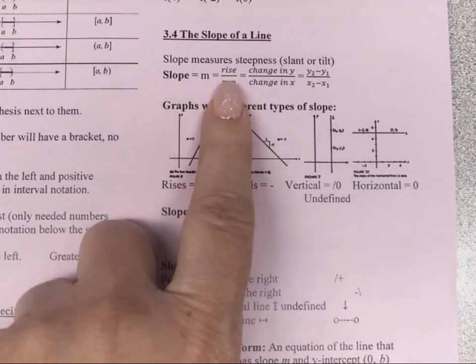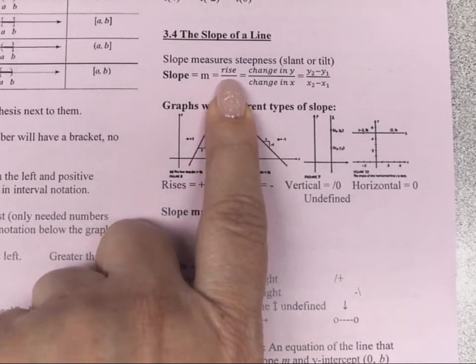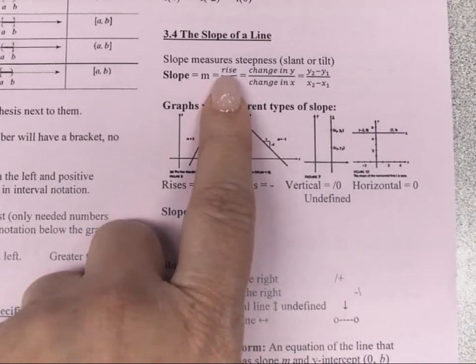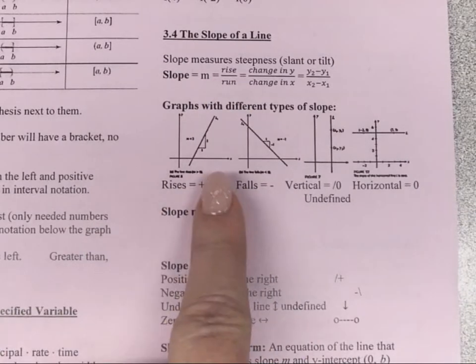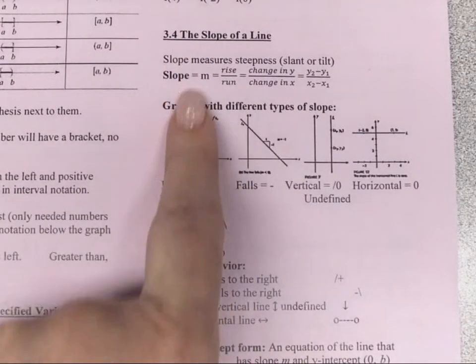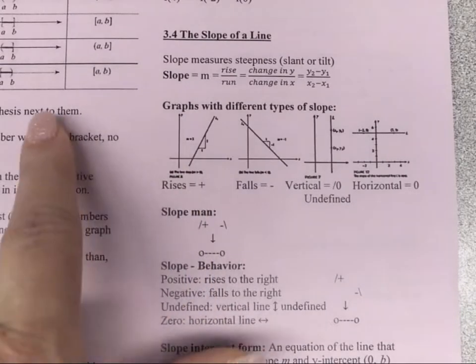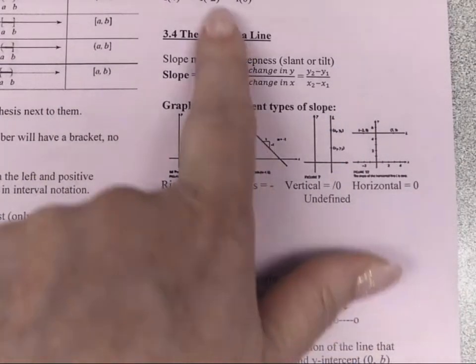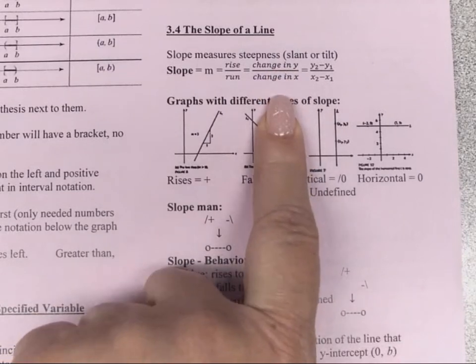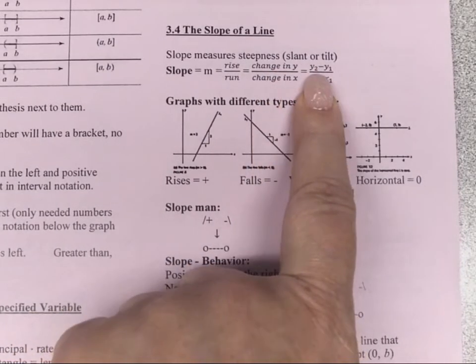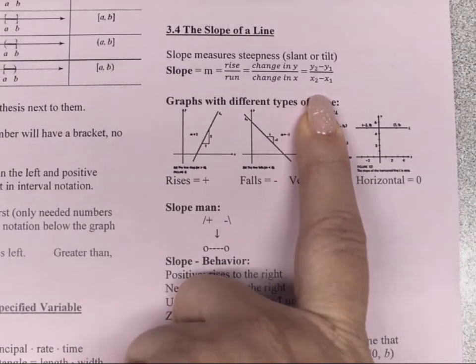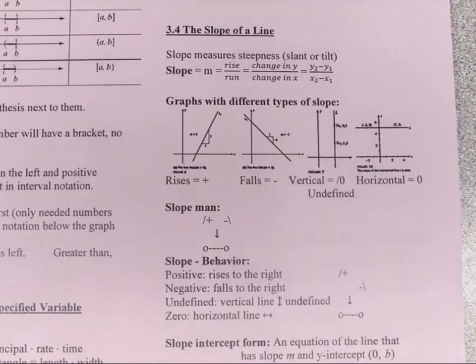So think about the fact that if you're sitting in a chair, you have to get out of the chair and rise before you can run across the room. So rise over run. And the rise is your change in the y, the up and down part, the y axis. And the running is the back and forth over the change in x. So we're going to do the change in y over the change of x. So that's where you're going to take y sub 2 minus y sub 1 over x sub 2 minus x sub 1. So that'll be your formula.